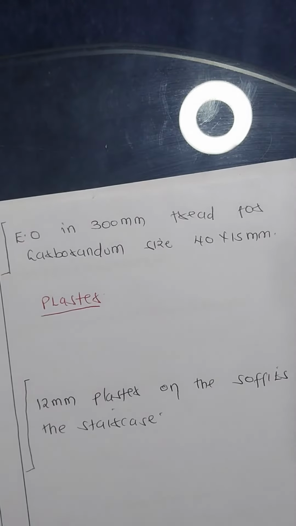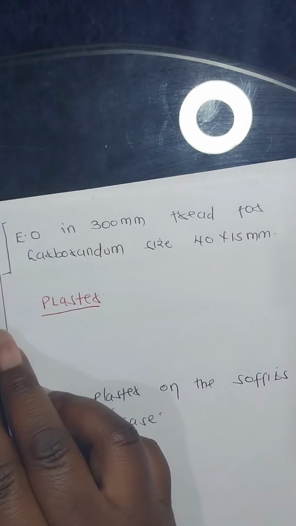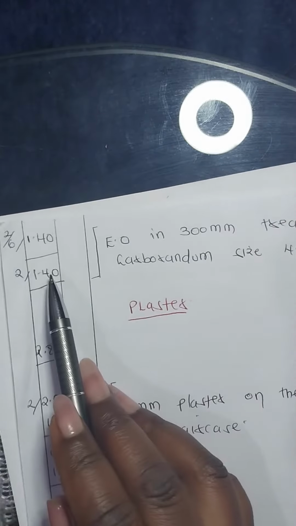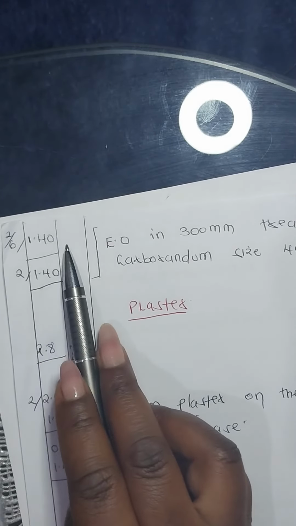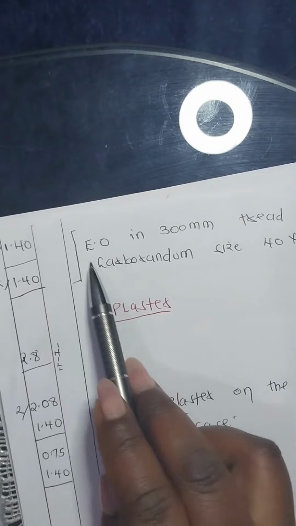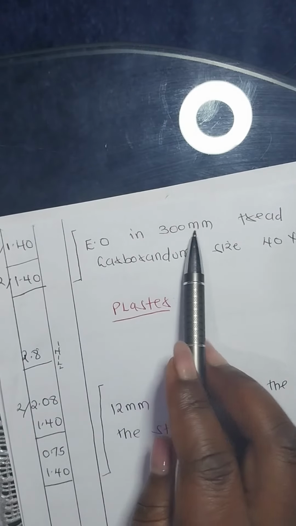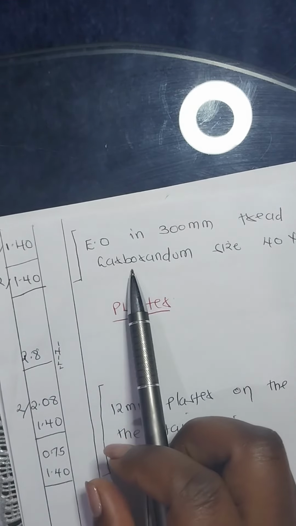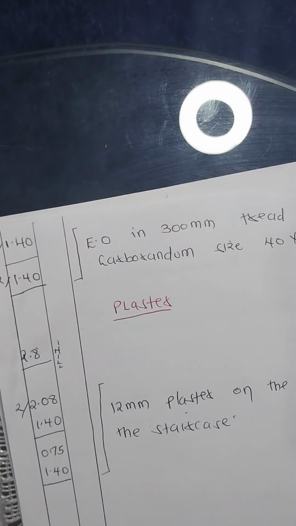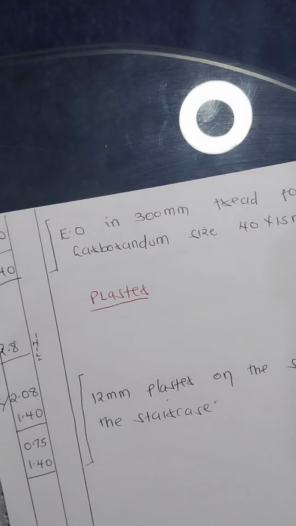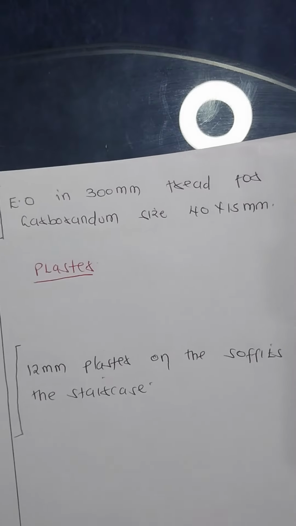Now on the tread, we have the carborundum. So it's 1.4 by 6 by 2, by 1.4 by 2. This is the first and the second, and this is the intermediate. And then we say extra over the 300 millimeters tread for the carborundum size 40 by 15 millimeters. Now we go to the plaster.